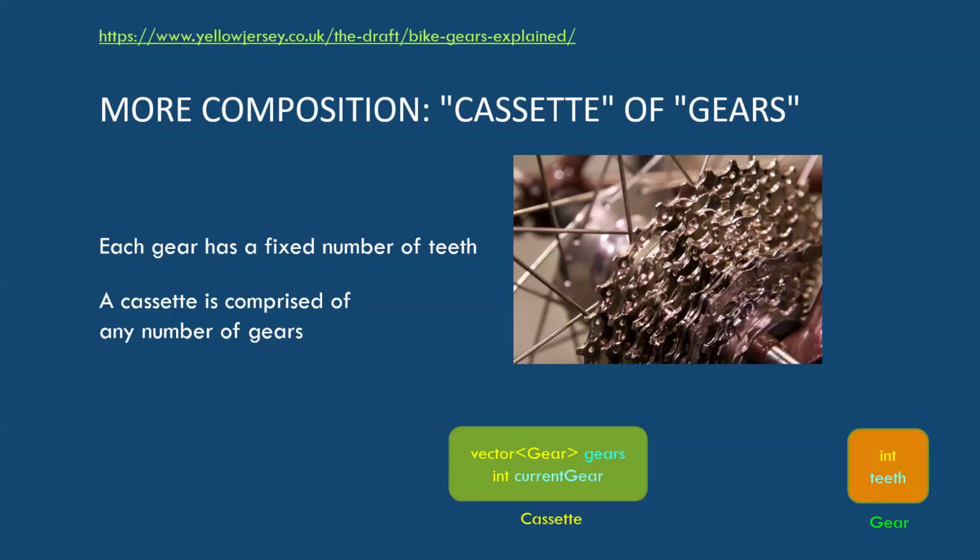So one way to simulate an active bike is to have a vector of gear instances. We could call that gears. Gears is a bunch of gear instances in a vector. Notice they're not pointers, they're just instances. And then I have, what is my current gear? What gear am I in right now? Okay, so that's my cassette. And so I need a class for my gear and a class for my cassette.